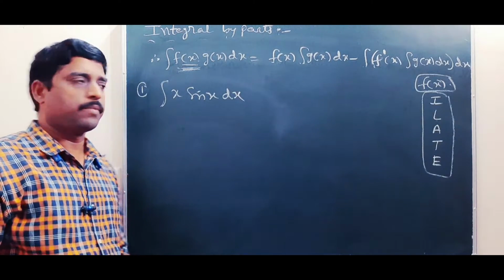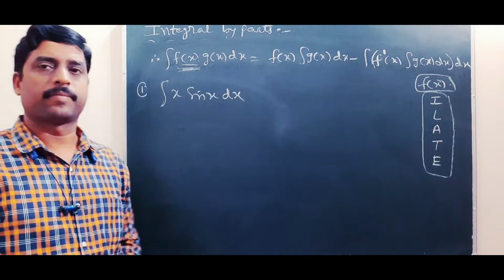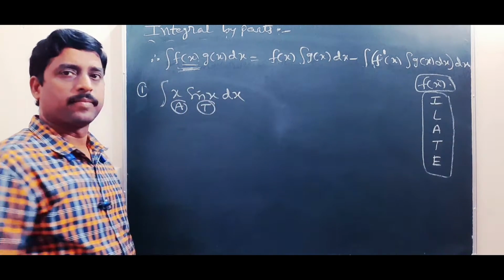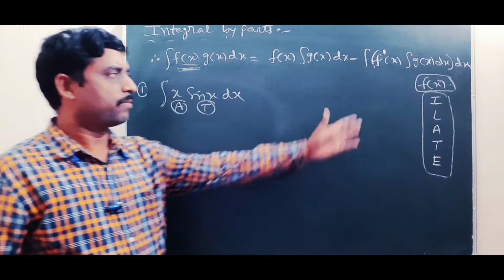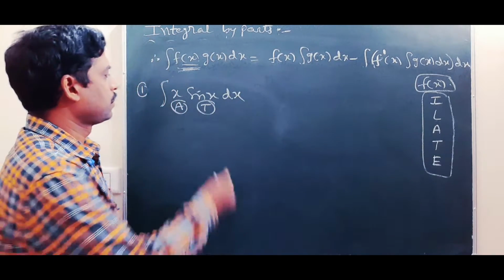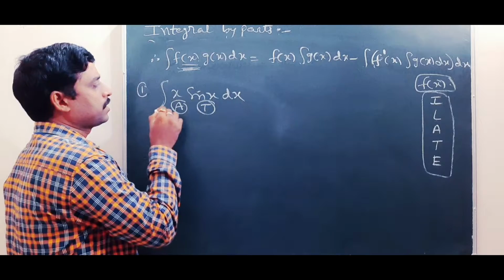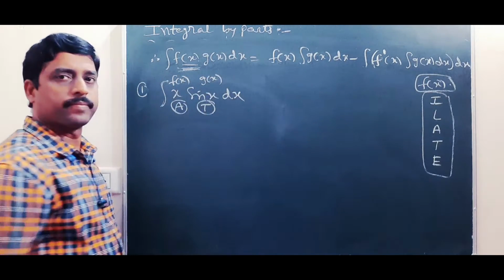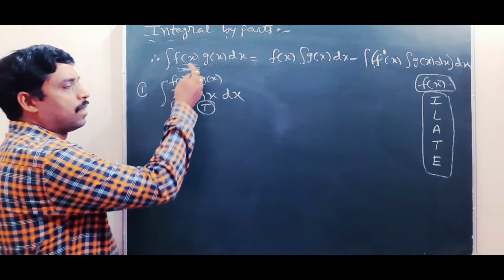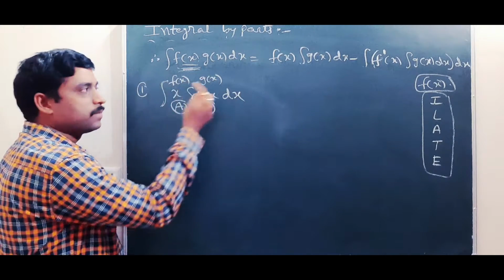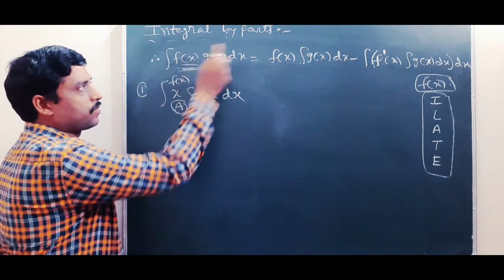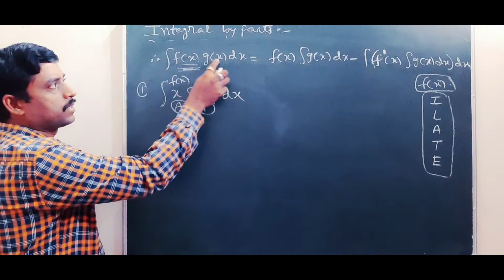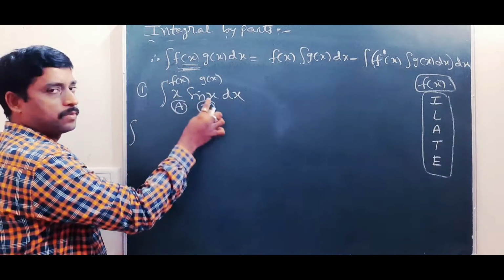Now question number 1: integral x sin x dx, where x is an algebraic function and sin x is a trigonometric function. Which function comes first in this order? The algebraic function. So the algebraic function is taken as f of x, and the trigonometric function is g of x. On substituting f of x as x and g of x as sin x in this formula, what is the formula? Integral f of x into g of x, here integral x into sin x.